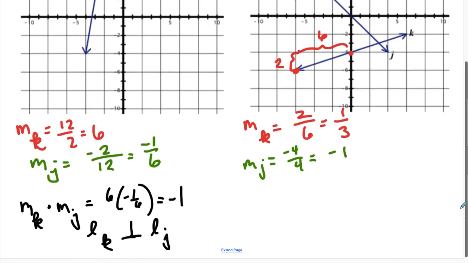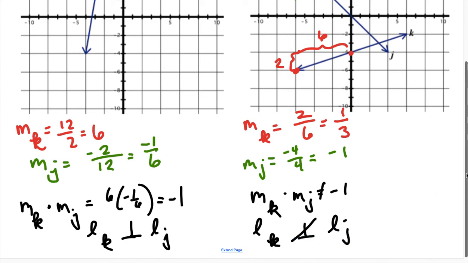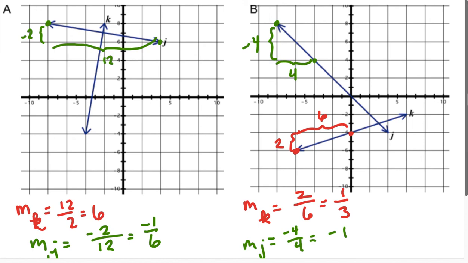And as you can see, these two are not opposite and reciprocal, so therefore the slope of line K is not perpendicular to the slope of line J, because when you multiply them together, they do not equal -1. They equal -1/3 when you multiply them. So therefore, these two lines, line K is not perpendicular to line J. Okay? Opposite and reciprocal. All right, let's move on to more questions like this.